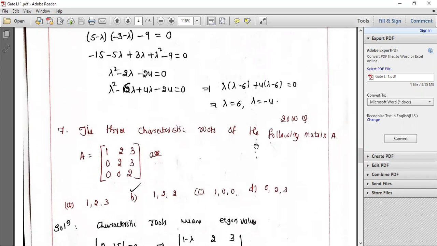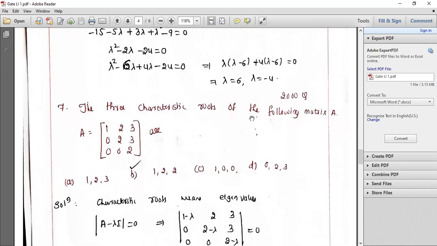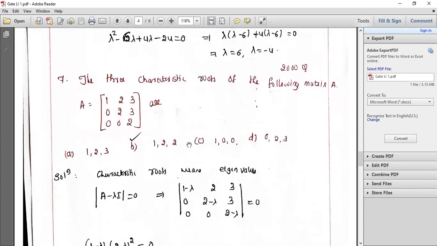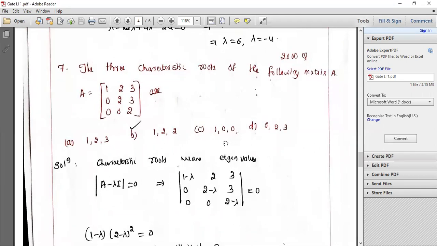It appeared in 2000. Find the three characteristic roots of the following matrix. They are asking for the three characteristic roots of this matrix. So this is the given matrix, and options A, B, C, D are given as follows. Let us find out the characteristic roots first. What is a characteristic root? After taking the characteristic equation, whatever values of lambda you get are the characteristic roots. So let us find the characteristic equation of the given matrix.